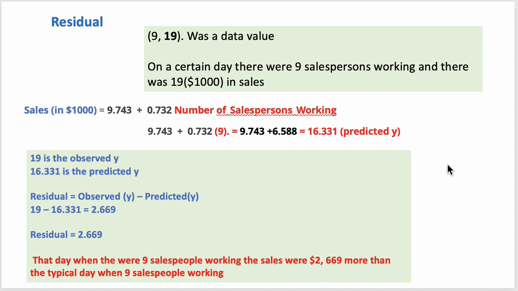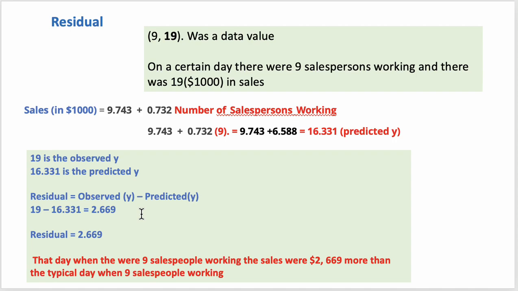So we have 2 y values now. We have the observed y value, the one that was part of that xy combo, and we have the predicted y value. We want to see what the residual is. So we take the observed y, 19, minus the predicted y, 16.331, and the answer is 2.699. So sure enough, it's positive.